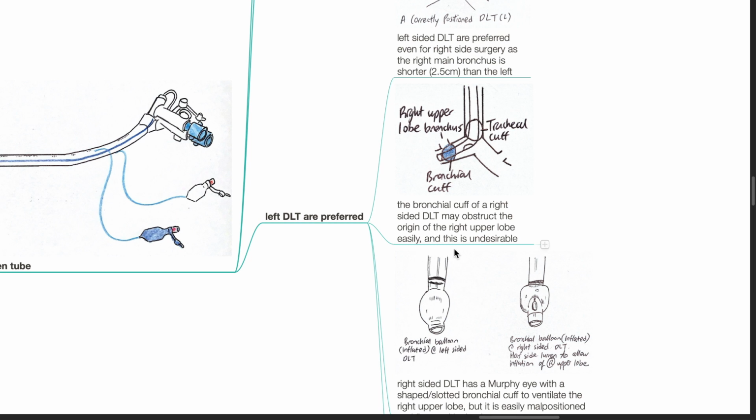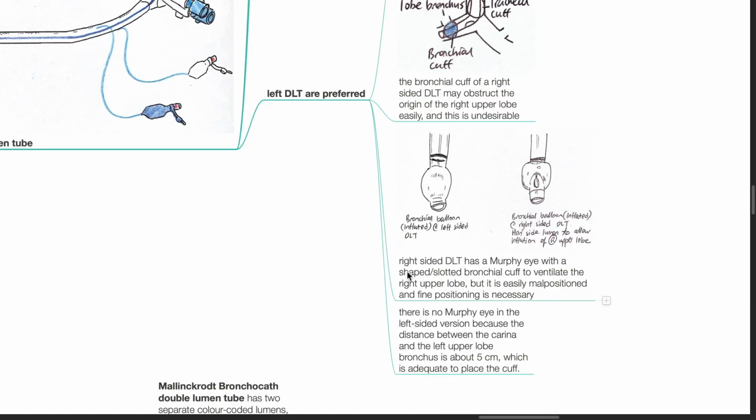this is undesirable. Right-sided DLT has a Murphy eye with a shaped or slotted bronchial cuff to ventilate the right upper lobe, and it is easily malpositioned and fine positioning is necessary. There is no Murphy eye in the left-sided version, because the distance between the carina and left upper lobe bronchus is about 5 cm, which is adequate to place the cuff.